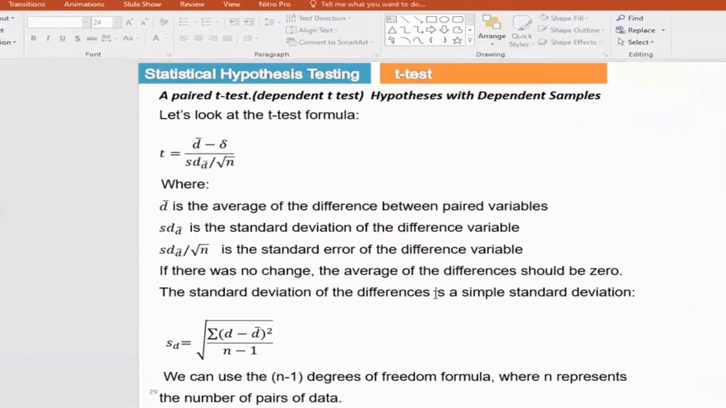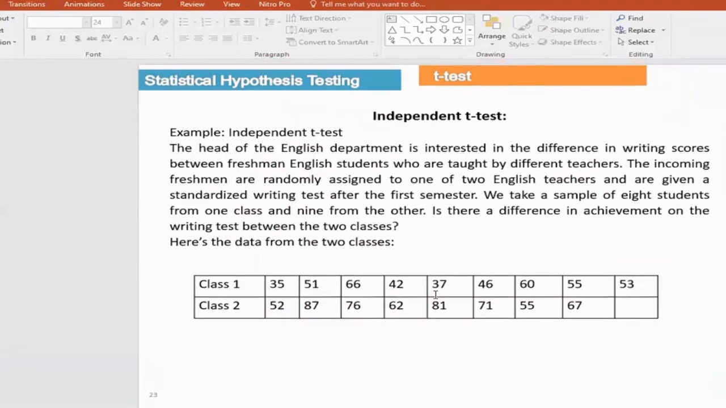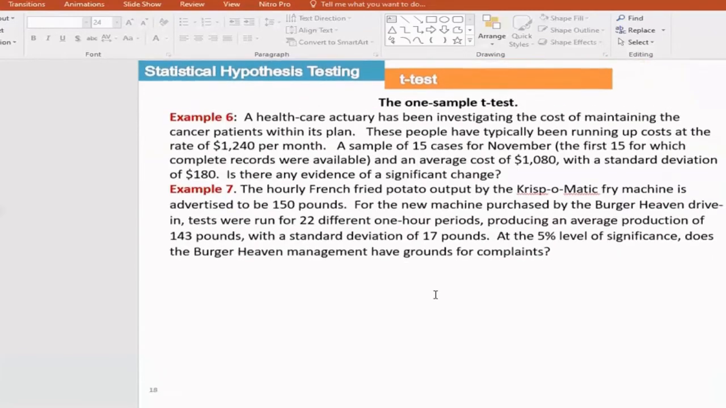So now let us make the conclusion. What can we make? So we got the tabulated value, so let us see.